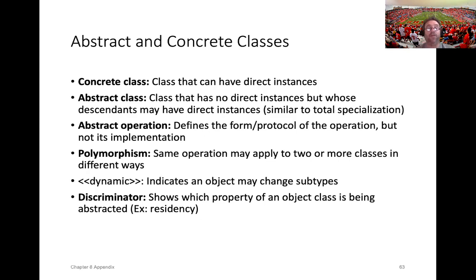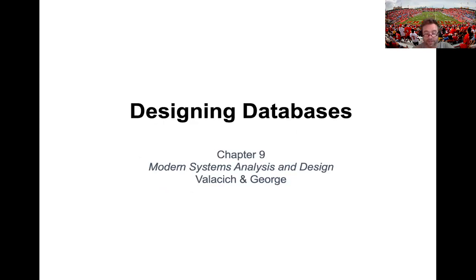We have an abstract operation, which defines the form or protocol of the operation, but not its implementation. Again, go and have a look at the slides and make sure you understand that. We talked about it in the class. Polymorphism: we have the same operation, but it may apply to two or more classes in different ways. Dynamic, when you see the word dynamic with those arrows, indicates an object may change subtypes, and the discriminator shows which property of an object class is being abstracted.